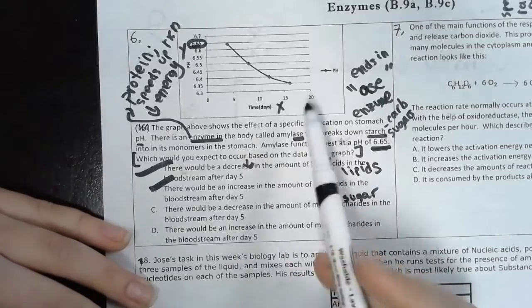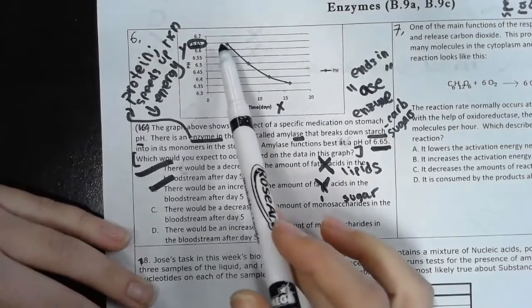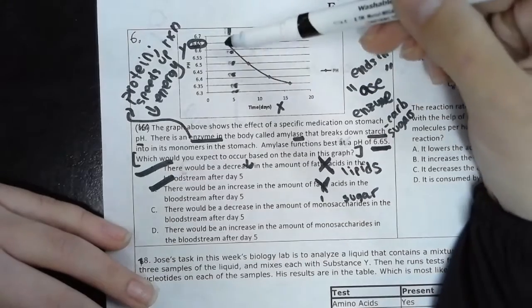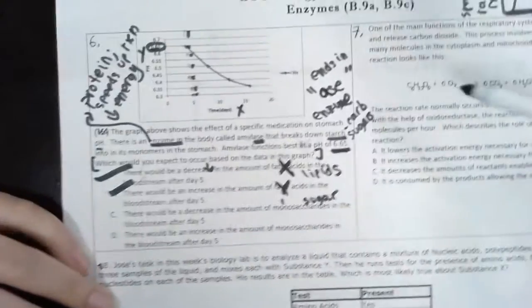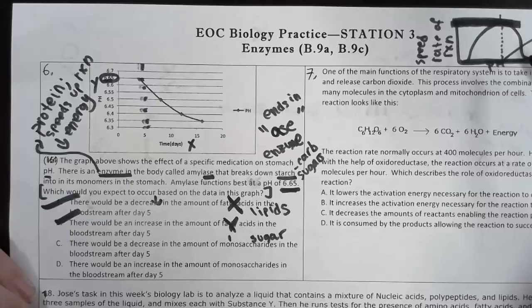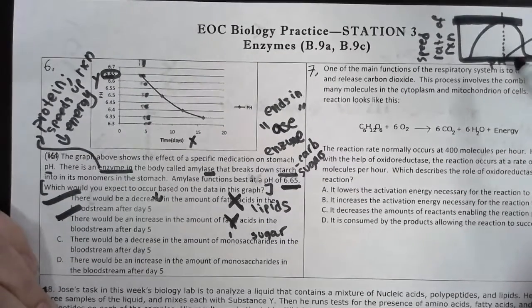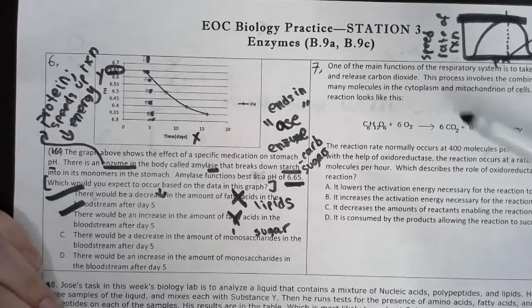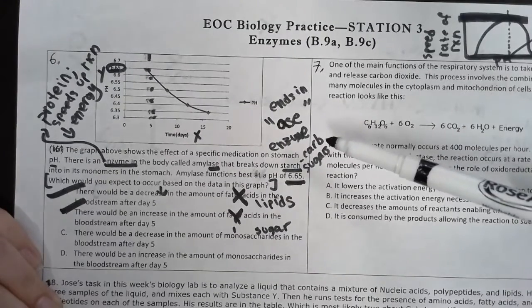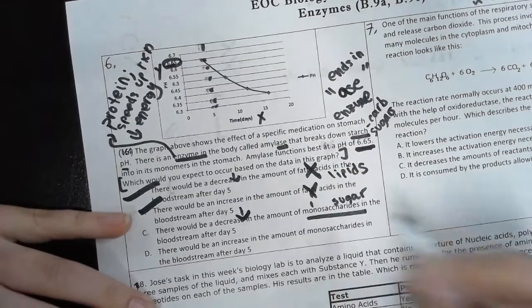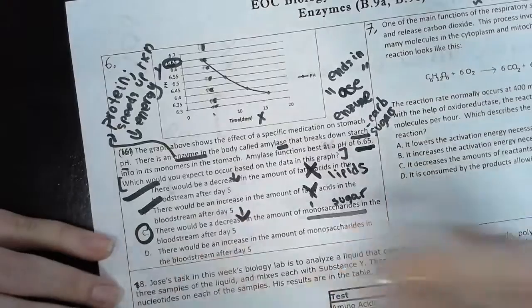Okay. If amylase functions best at a pH of 6.65, but after day 5, this pH is decreasing, just like over here, that means that this enzyme is not going to work as fast as it normally does because it's not in its optimal conditions. Therefore, the rate at which it's breaking down carbs into sugar is going to decrease. Therefore, I would see a decrease in the amount of monomers that would be in the bloodstream. Therefore, my answer is C.